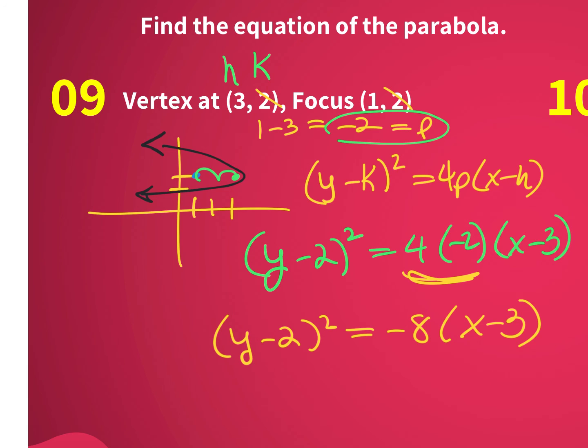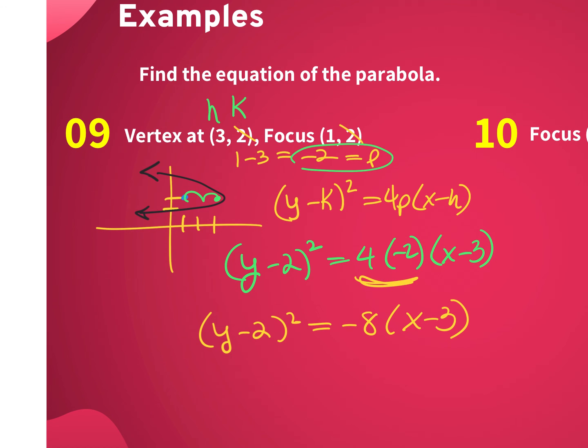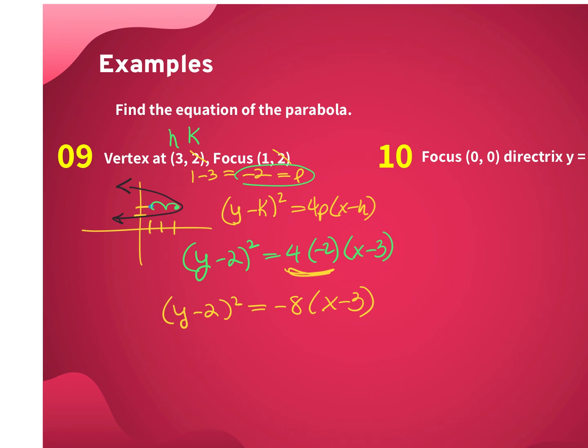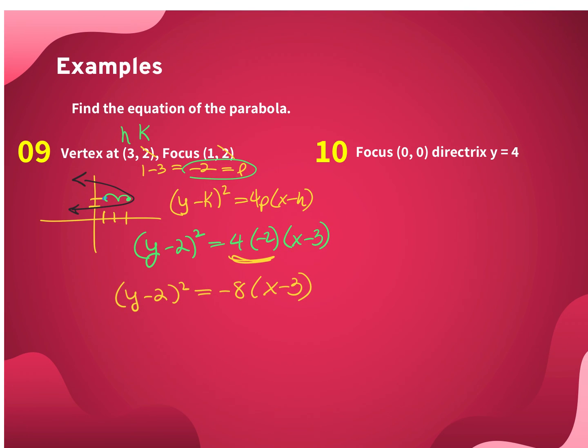Now, the last one, be very careful. They're giving us the focus, which is at 0, 0, not the vertex. So make sure when you're answering these questions, you read it very carefully. So let's go ahead and again, give ourselves a visual. So this time, the focus is at 0, 0. And then my directrix, 1, 2, 3, 4, is right here.